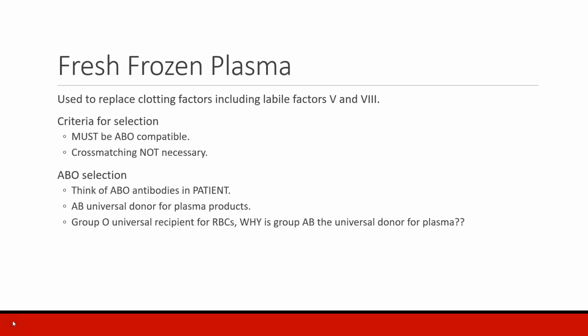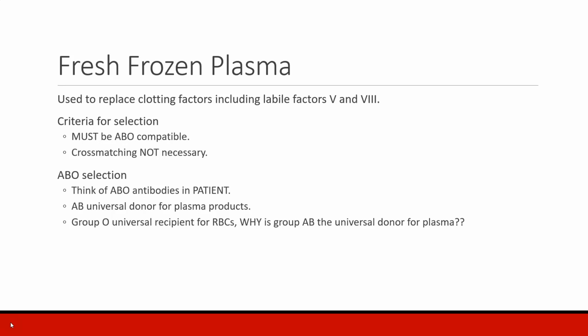Fresh frozen plasma, it's used to replace clotting factors, including the labile factors 5 and 8. And plasma must be frozen within a certain time period after collection to be called fresh frozen plasma. Criteria for selection must be ABO compatible, because it's all plasma and there's ABO antibodies. Cross-matching is not necessary. For ABO selection, think of ABO antibodies in the patient.